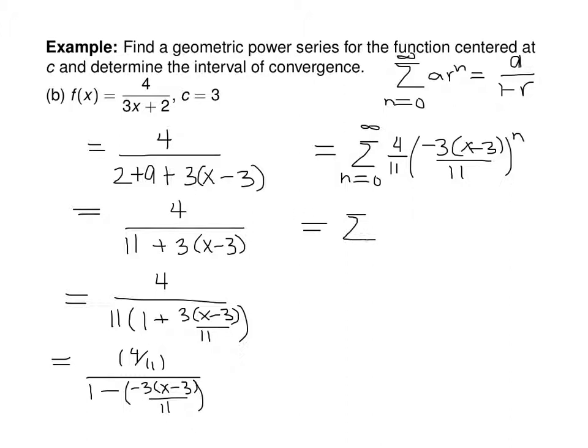And just simplifying that slightly, not that it looks much simpler, we'll have negative 1 to the n, 4, that 4 isn't raised to any power, just that constant, 3 to the n, and then x minus 3 to the n, and the denominator will have 11 to the n plus first.